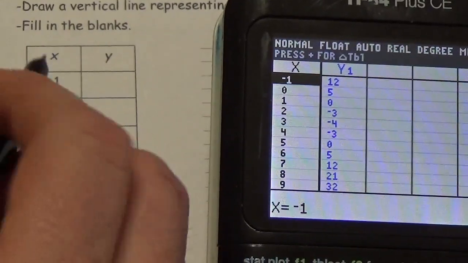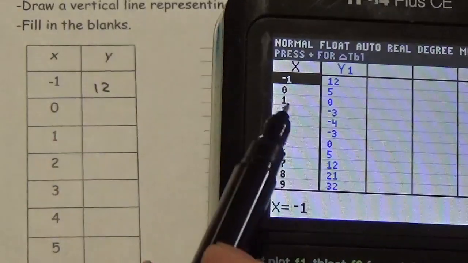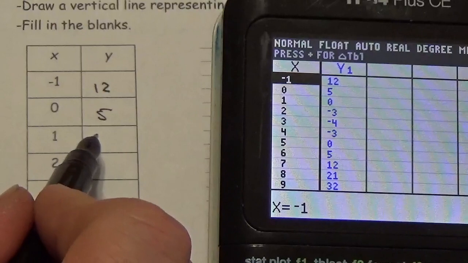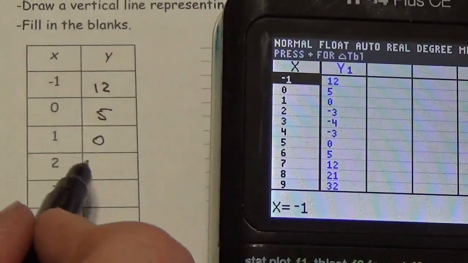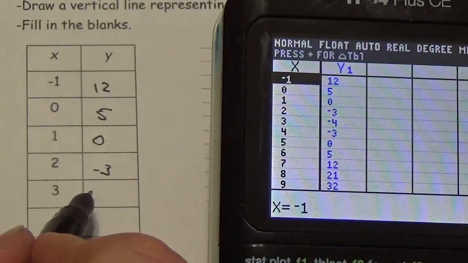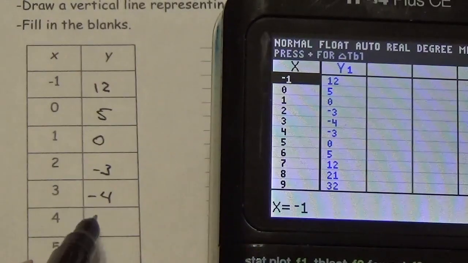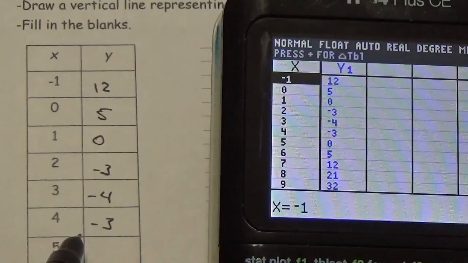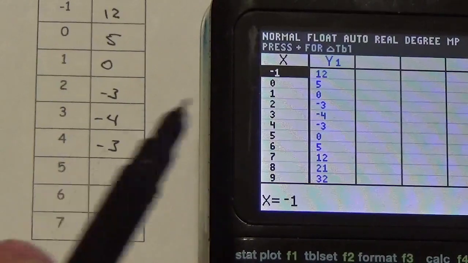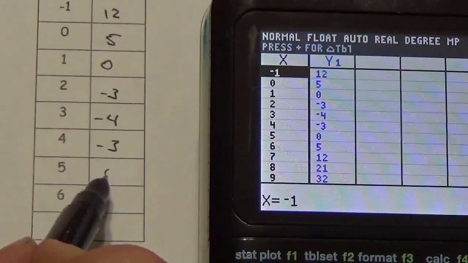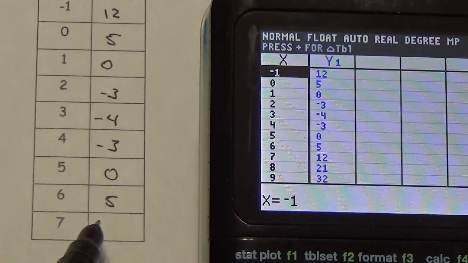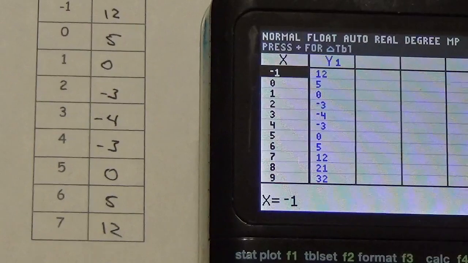So at -1, I see that it's 12. 0 is 5. 1 is 0. 2, -3. 3, -4. 4 is -3. So all of a sudden it's bounced back up again. Okay, our y coordinates are starting to increase. 5 is going to be 0. 6 gives us a y coordinate of 5. And 7 gives us a y coordinate of 12.